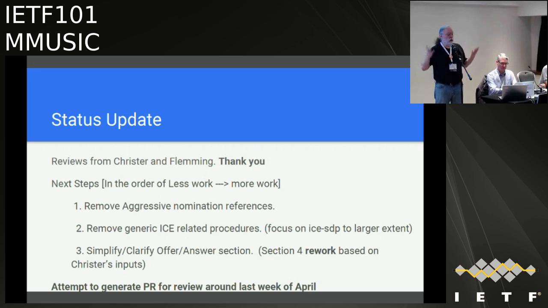So I am reading the slide like you. The next steps will be to remove the aggressive nomination references, remove the generic ICE related procedure, and simplify and clarify the offer section. And that's it. If you have any question or comment, I will take them to Suhas.